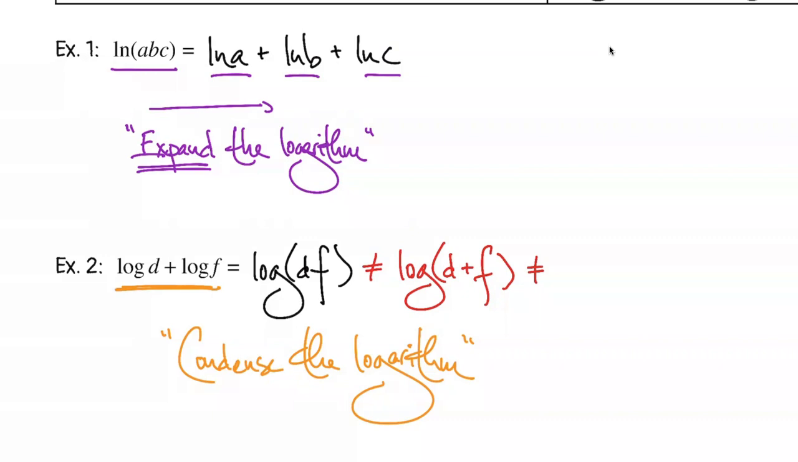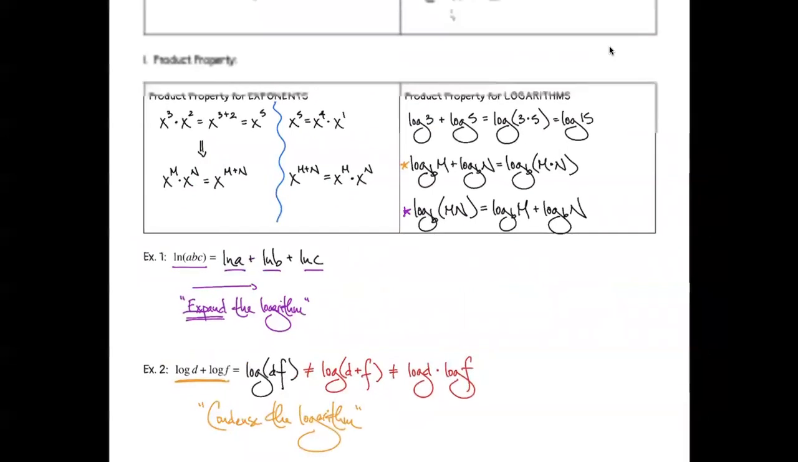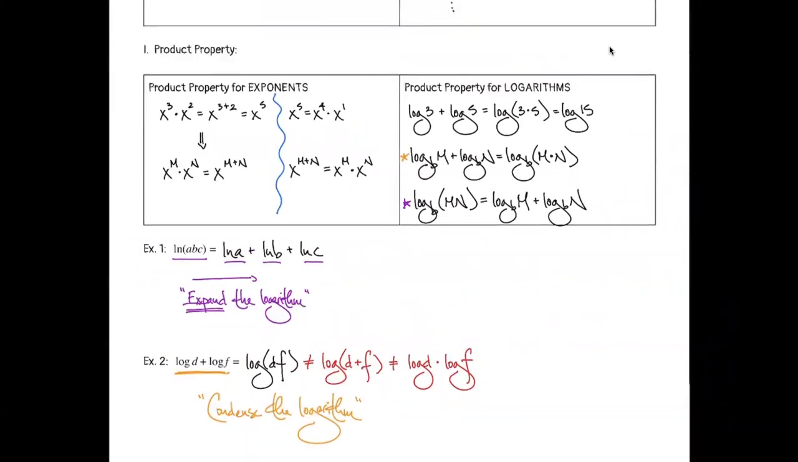I've seen some folks do this before. They're like, oh, I know I need to multiply. And they've written like log D times log F. All right, so that would be maybe like the second most common one that I've seen that is incorrect, okay? All right, so let's get this all on one page for you before we move on. This is what we call the product property, all right?